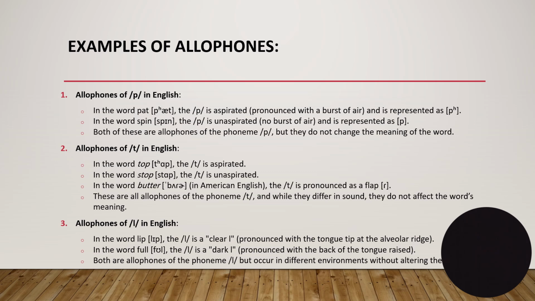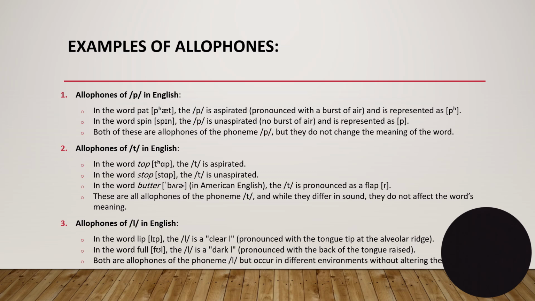Examples of allophones. We have the allophones of P in English. In the word pat, the P is aspirated, which means it is pronounced with a burst of air, an additional puff of air, and is represented as ph. In the word spin, the P is unaspirated, i.e., there is no burst of air, and is represented as the simple P. Both of these are allophones of the phoneme P that do not change the meaning of the word.